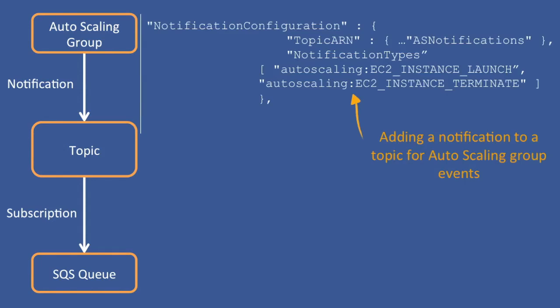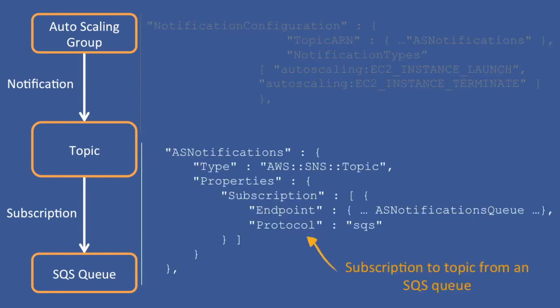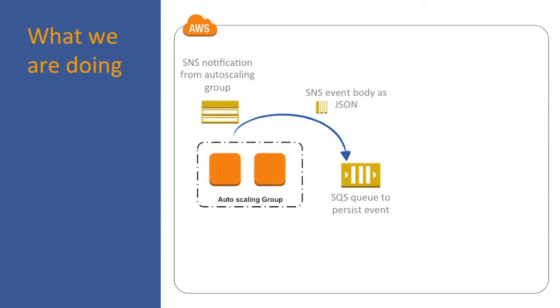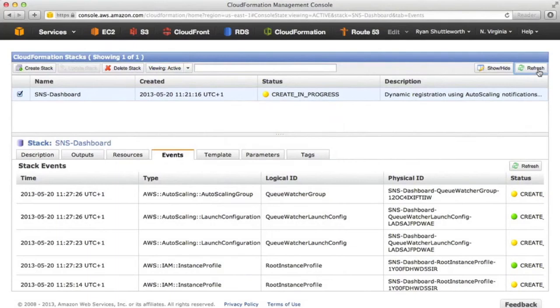The first portion in our template is tying together instance launch and instance terminate notifications and publishing them to the topic. The second part is creating an SQS queue with a subscription on it to that topic so that we pull the information, which are JSON objects, into our SQS queue. We can then read those things from the queue because they're deposited there for us to look at.